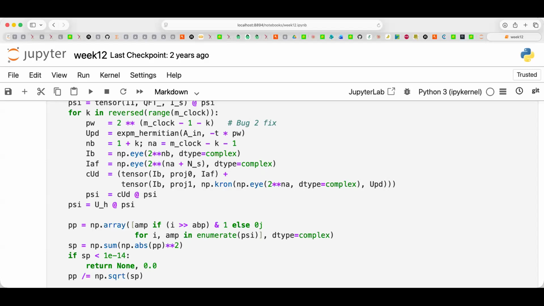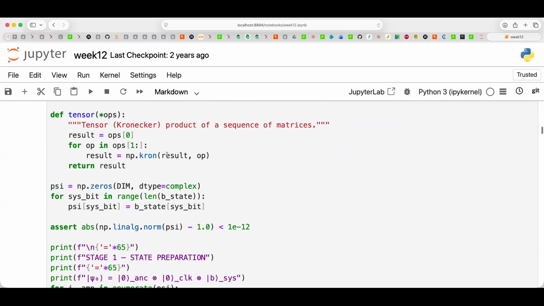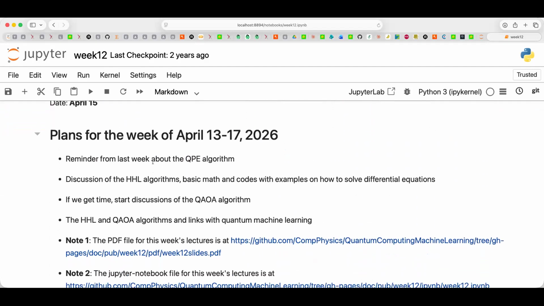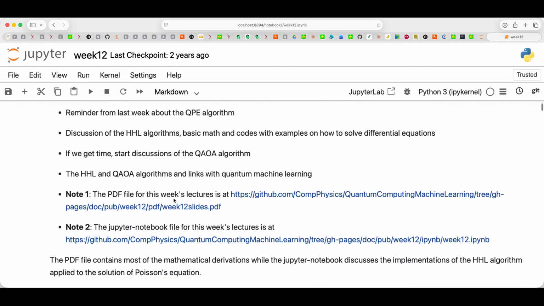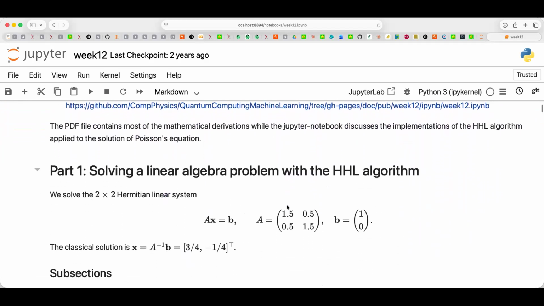So in this week's lectures, you will find the same codes in this file here, which gives more descriptions. And the Jupyter notebook is the one we are viewing now. The first case is actually solving just a plain linear algebra problem. And this is the linear algebra problem.